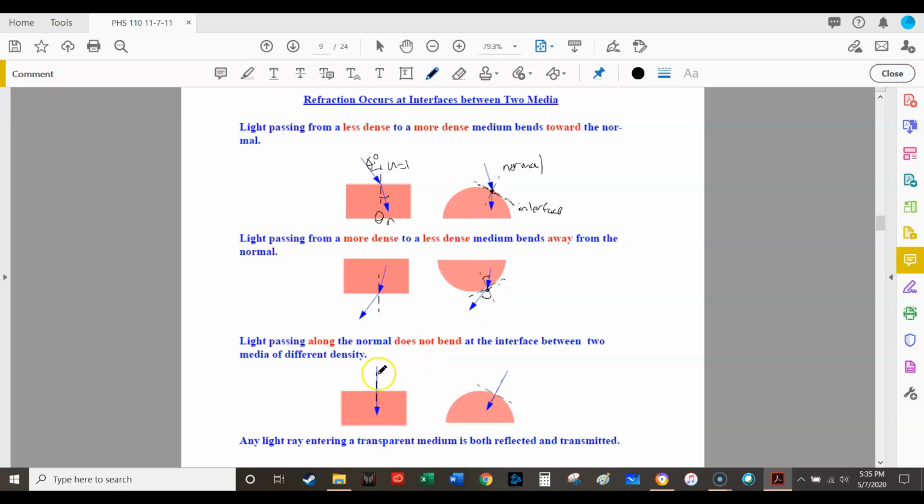Okay, and just to reiterate, when something comes in from a less dense medium to a more dense medium along the normal line, it's still going to be slowing down. It's just not going to bend. It's going to be slowing down and speeding up. It's just not going to be bending. Okay, so let's try a couple problems.